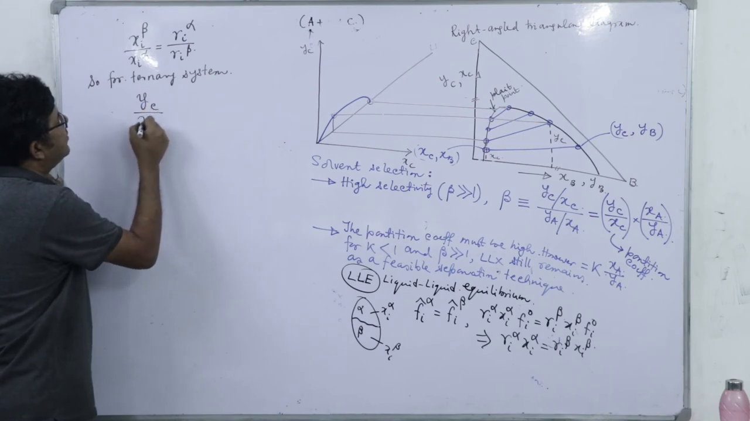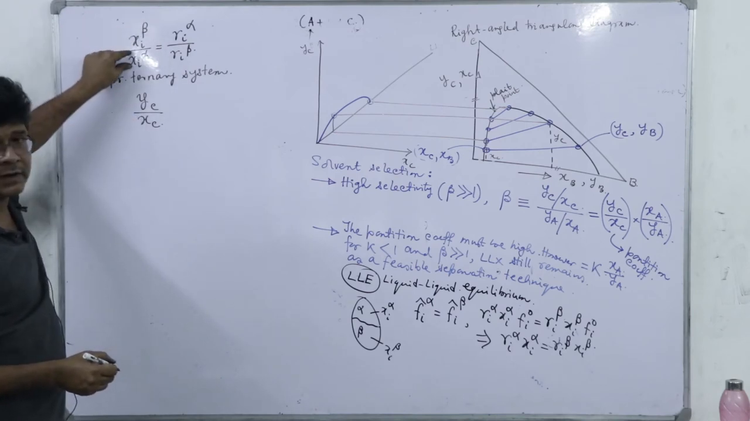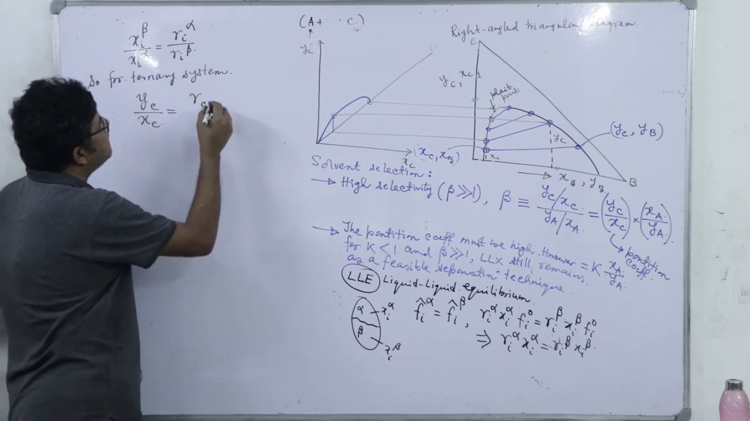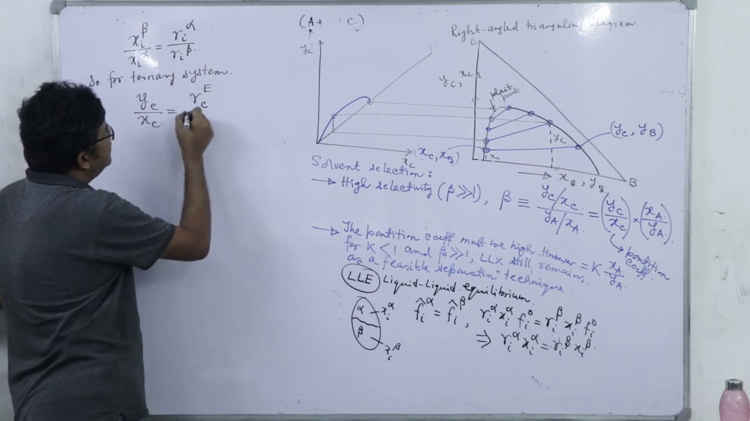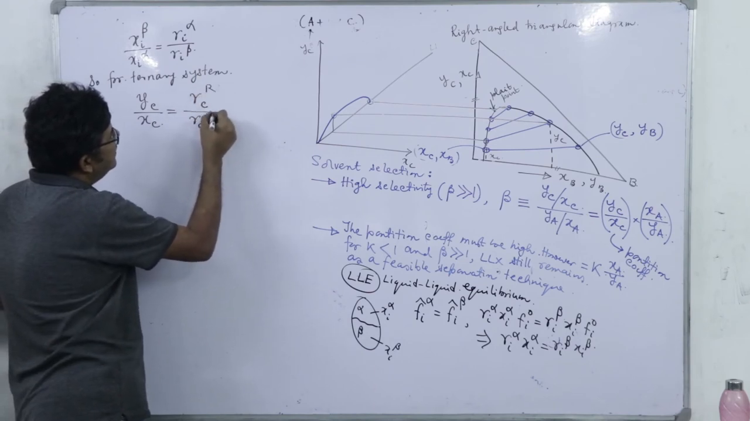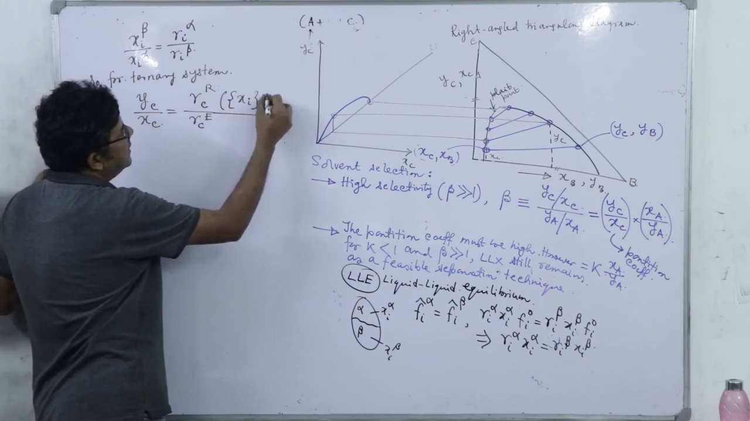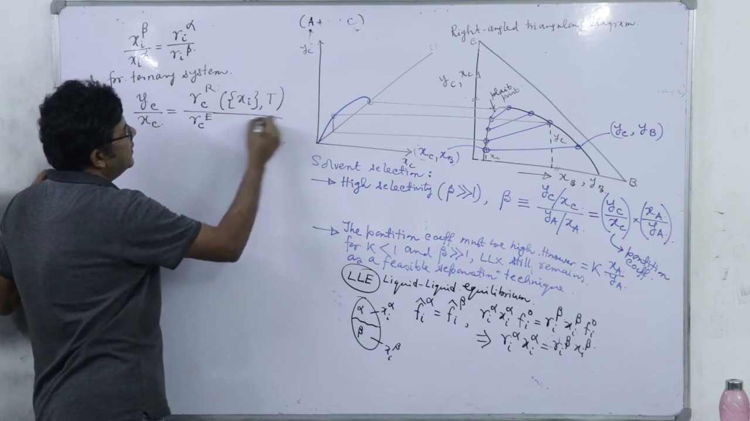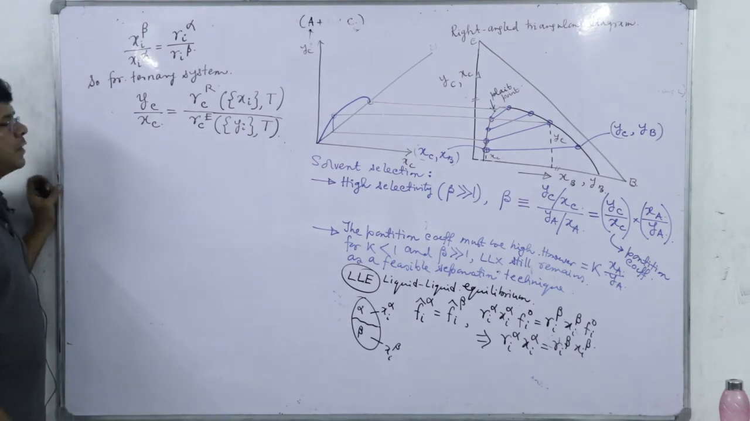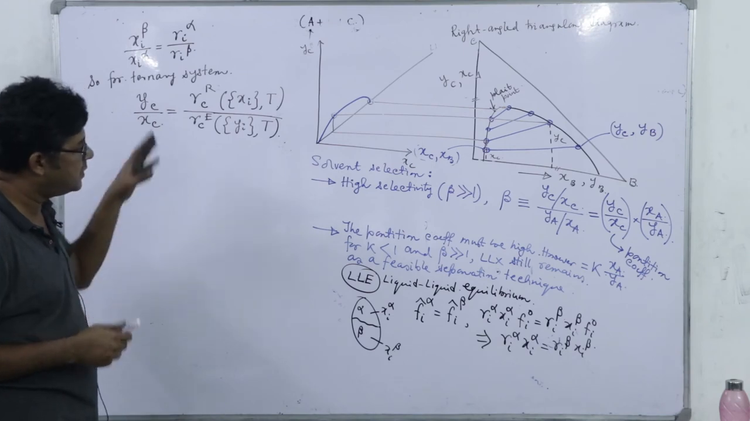We can write that yc by xc, yc corresponds to the extract phase, xc corresponds to that of raffinate phase for component C, is equal to gamma c raffinate divided by gamma c extract. And this gamma c raffinate is a function of the different xi and temperature, whereas gamma c extract is a function of extract phase composition and temperature. Right. So, for binary and ternary systems, we can write the expressions provided we have used the correct model of activity coefficient or excess Gibbs energy.